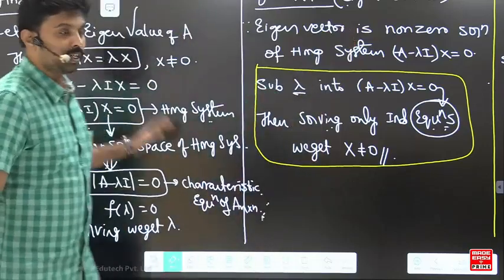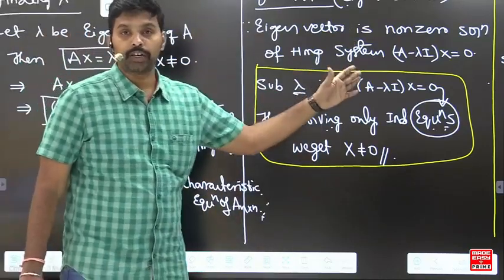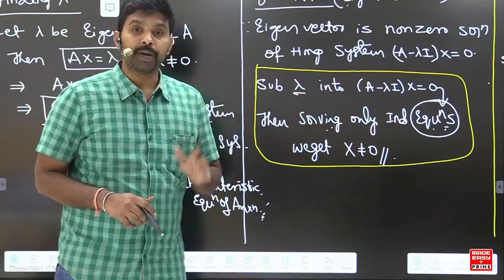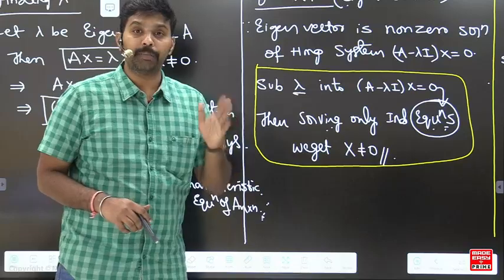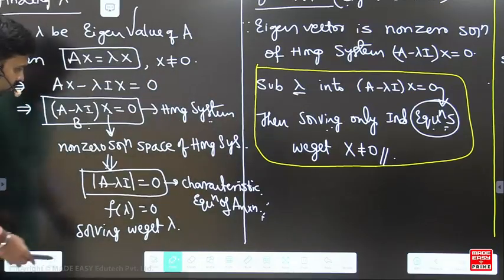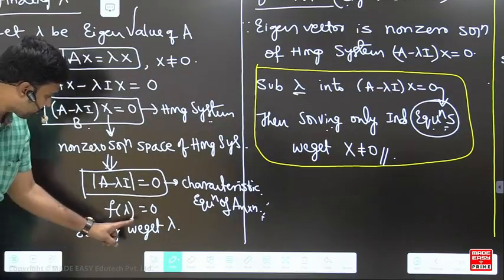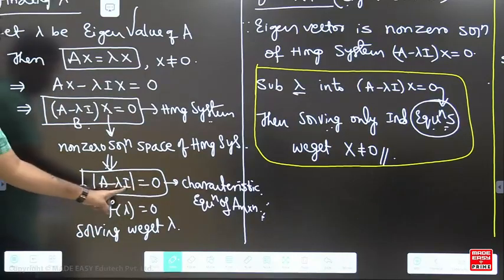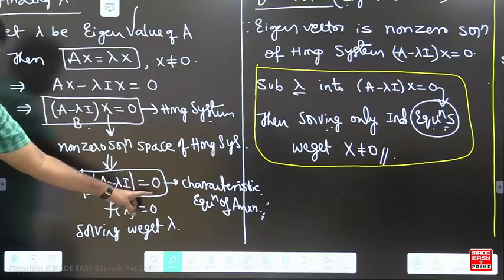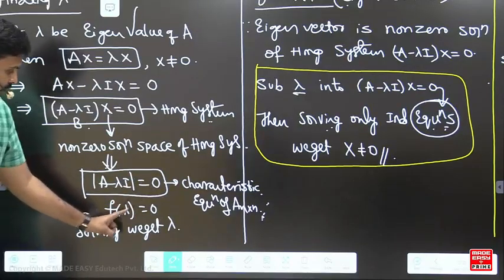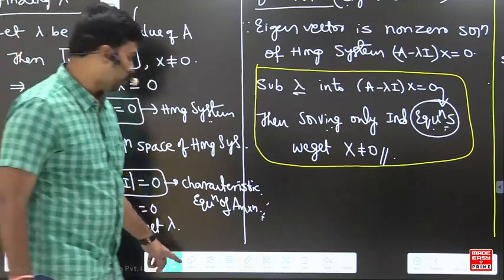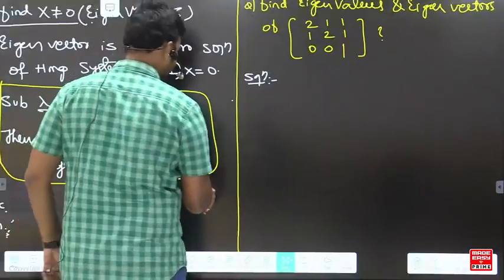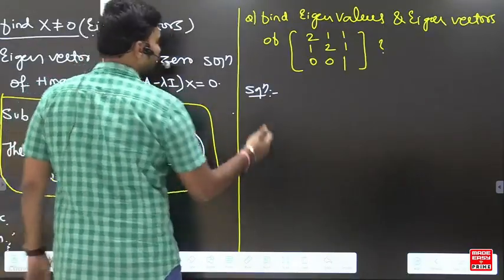All of you, I want to find the eigenvalues and eigenvectors for a given matrix. First, I have to find the eigenvalues. How do you find the eigenvalues of a given matrix? The eigenvalues we get by solving mod of A minus lambda I is equal to 0. So find A minus lambda I and take the determinant equal to 0. We will get an equation in lambda, and solving that, we get the eigenvalues. First we will find the eigenvalues.